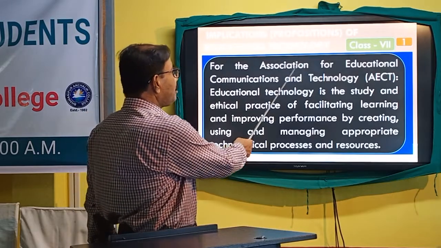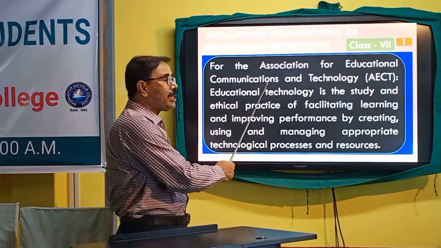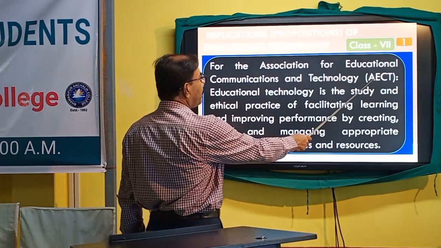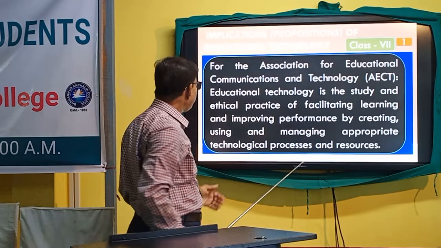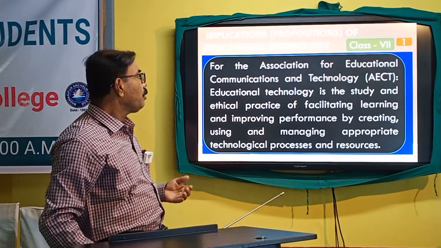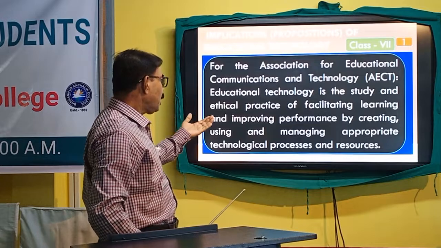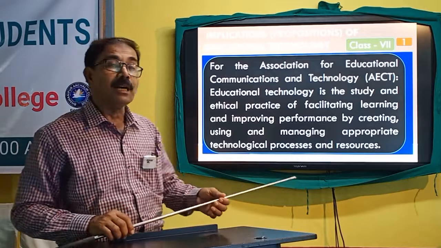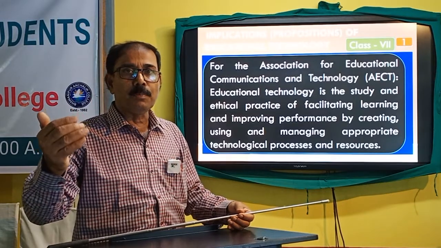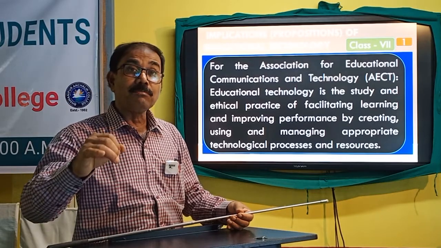The Association for Educational Communications and Technology, in short AECT, says: Educational technology is the study and ethical practice of facilitating learning and improving performance by creating, using, and managing appropriate technological processes and resources, for making the process of transaction of information and knowledge systematic, scientific and result oriented, and learning very vivid, economical and transparent.